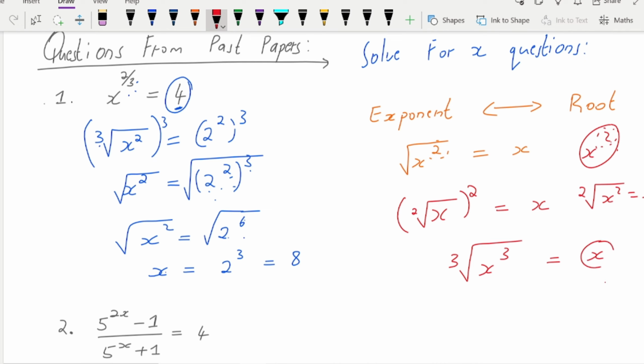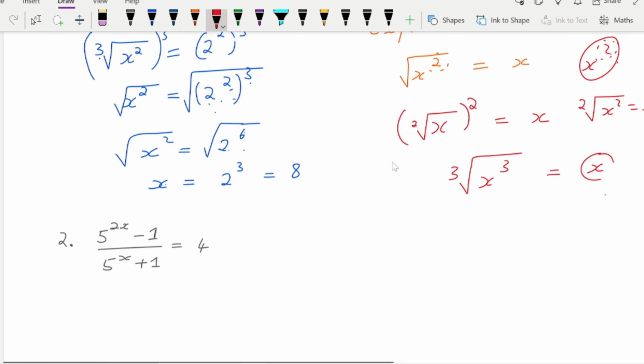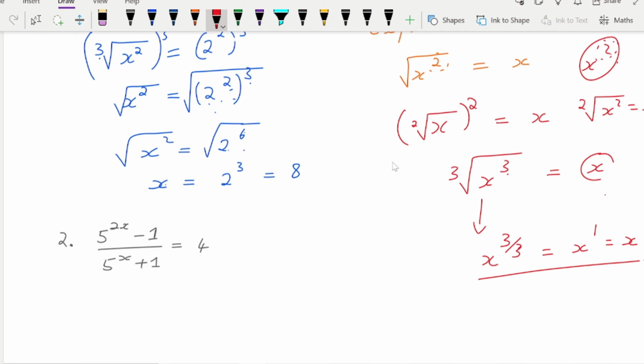Because, okay, let me simplify it. If I simplify this using our rules, this is the same thing as having x to the power 3, which is the inside, divided by 3, which is on the outside, which gives you x to the power 1, which is the same thing as x. So this is what I mean when I say that they are inverse operations of each other.